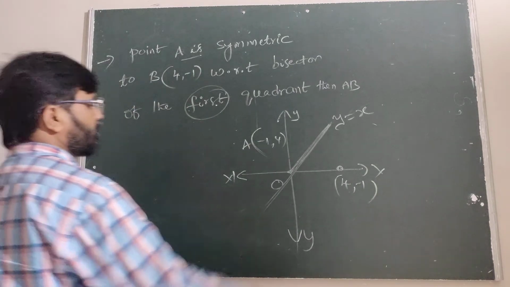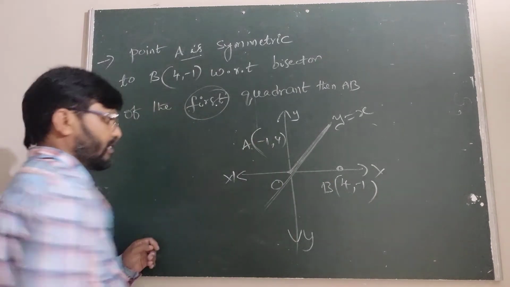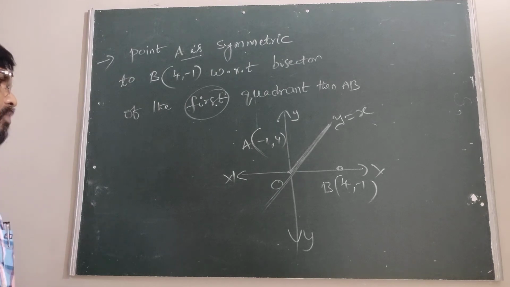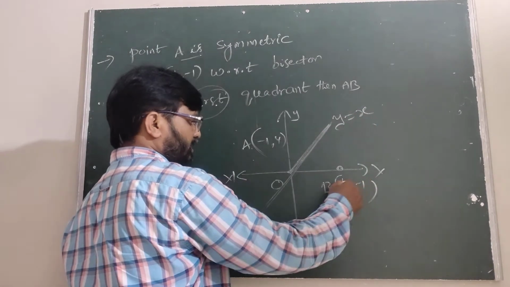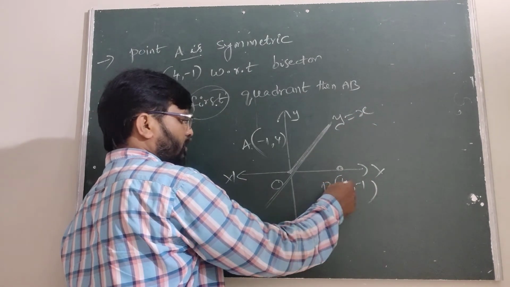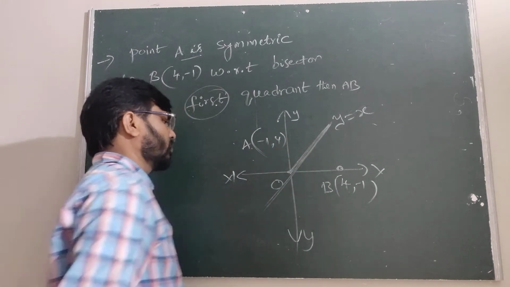Therefore this is B, the image of B is A, therefore that is (-1, 4). Is it clear or not? With respect to the line y equal to x, we can interchange these two coordinates. Therefore (4, -1) becomes (-1, 4).